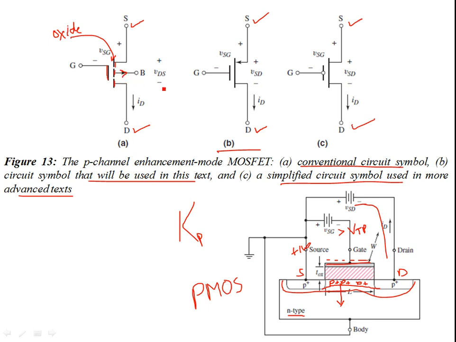But actually, the channel consists of P, and then it's towards N. N is the substrate material, which consists of more electron-type carriers in the substrate. So you see the direction of the arrows is reversed over here. Again, the conventional current direction is the other way around as compared to NMOS. It is from source to drain, as shown in all three configurations.